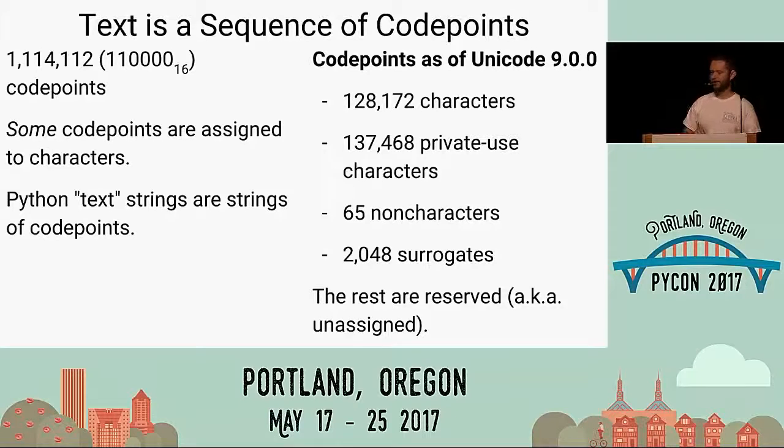There's 65 non-characters. So these are things that aren't meant to be used for regular text, but they are given specific uses within the different Unicode standards. And there's also the surrogates, which are a backwards compatibility mechanism we're not going to get into. The rest are technically called reserved. A lot of times you just call them unassigned code points.